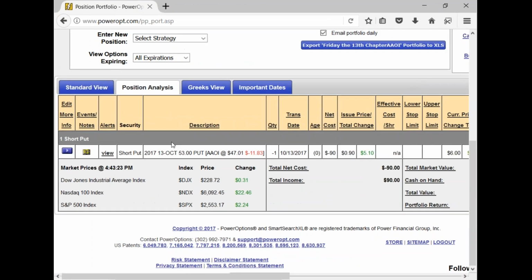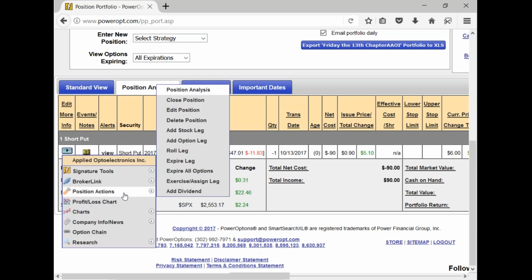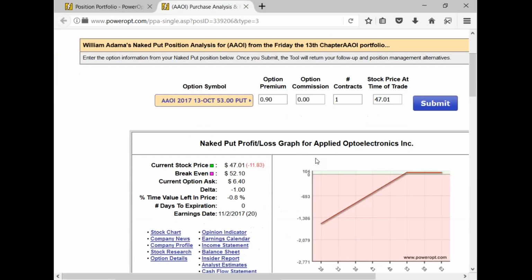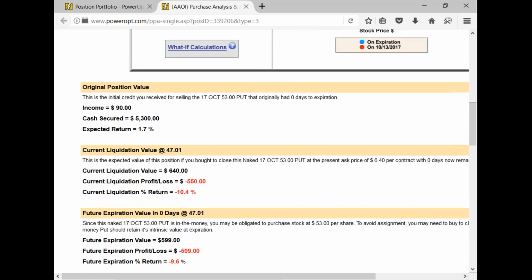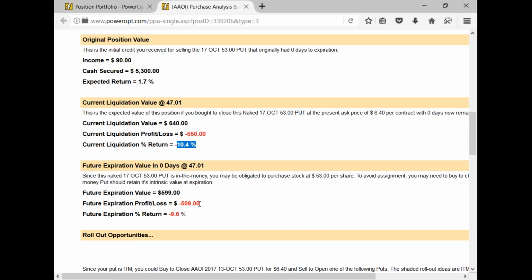First thing I'm going to do now is I'm tracking the position. There's no stops that, you're right, there's no stops that would have helped this. No trailing stops. Nothing along those lines, okay? So what we want to do is click the Edit More Information button, go to Position Actions, and then Position Analysis. Of course, we have a breakdown of our current position. Currently we have a loss of 10.4% liquidation, and at true expiration value, it's 9.6%.